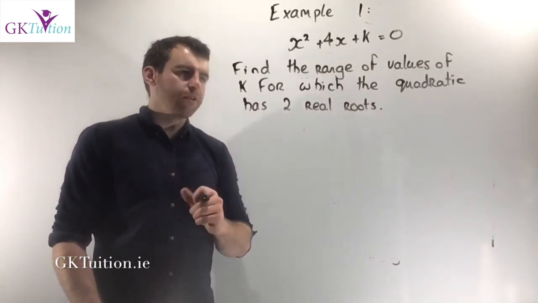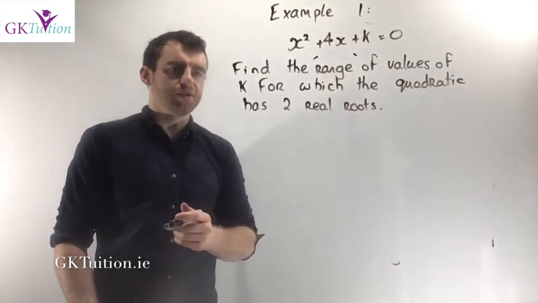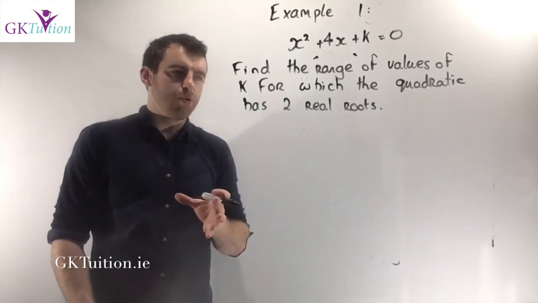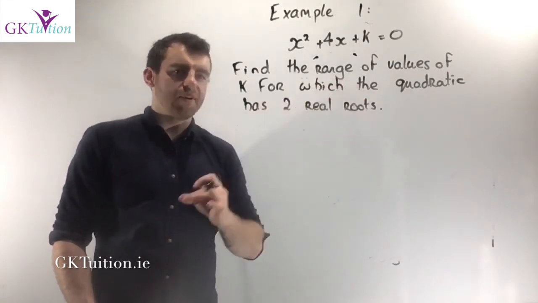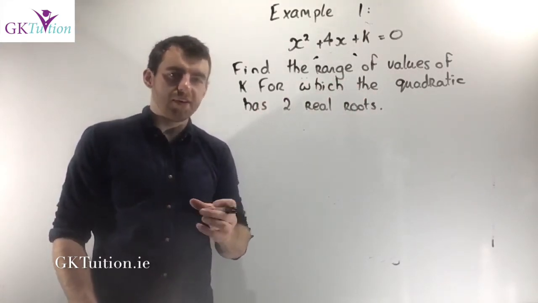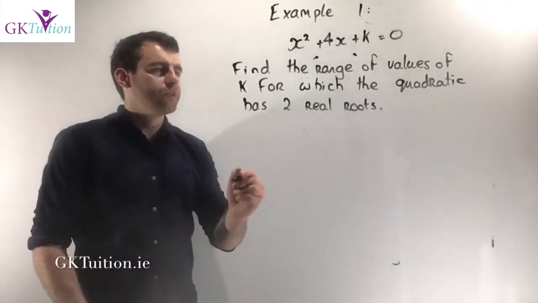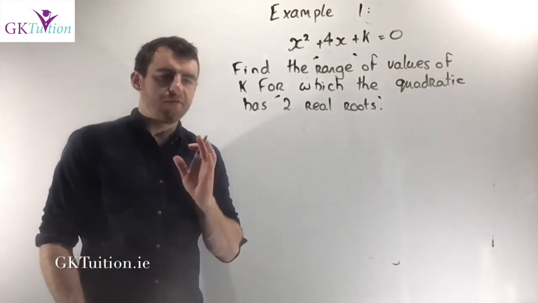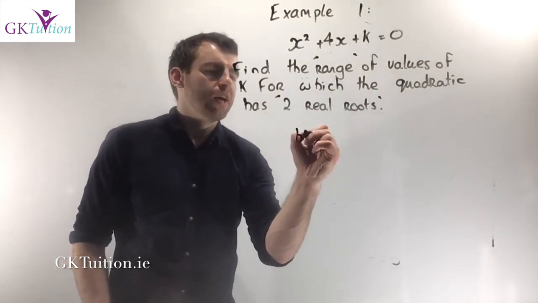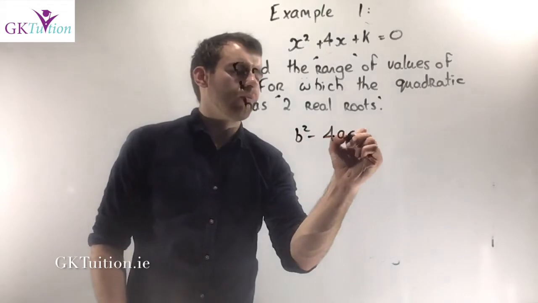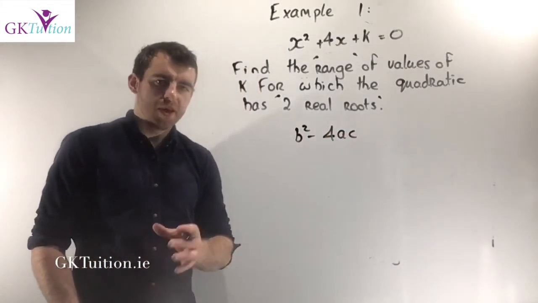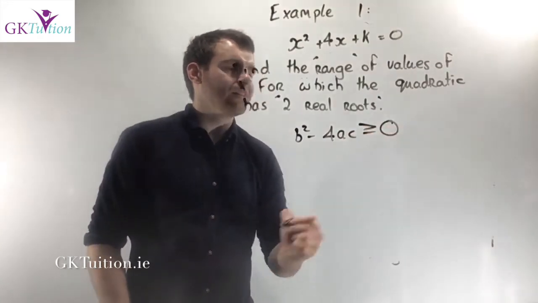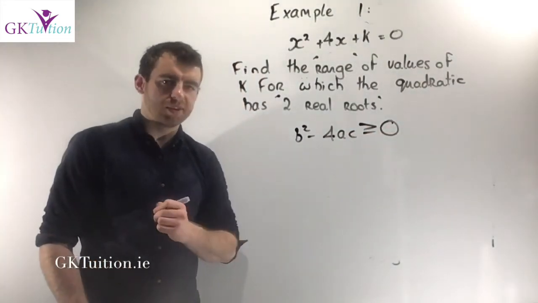First of all, if you see range of values, the way that we mathematically display ranges is with an inequality. So if you're asked for a range of values, it implies that your answer is going to have an inequality in it. And when you see that you need to prove the quadratic has two real roots, the very first thing that you should write down is you need to recognize that this is what I refer to as scenario number 3. If a quadratic has two real roots, that means that b squared minus 4ac is greater than or equal to 0.